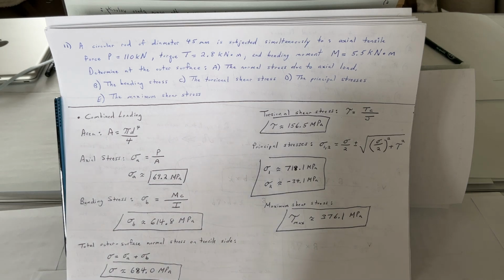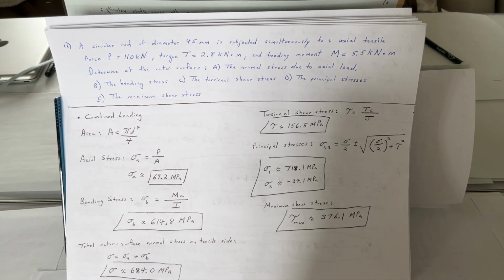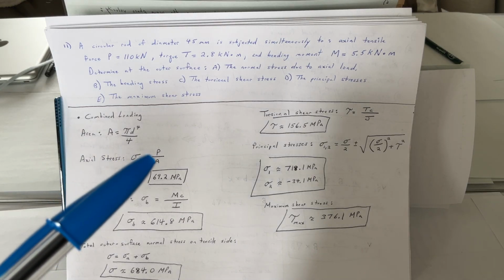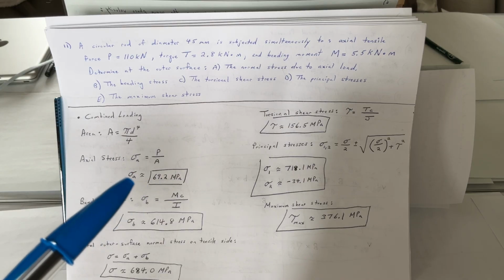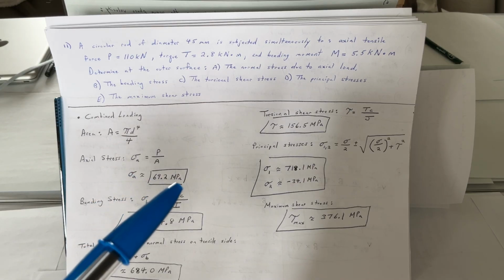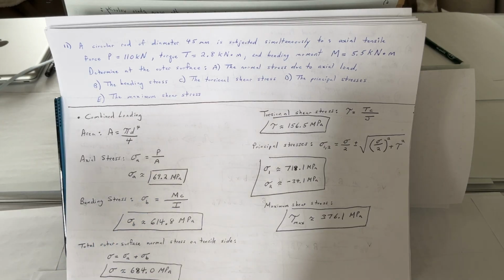Okay, so combined loading problem, area of this is going to be pi d squared over 4. Axial stress is going to be sigma sub A is P over A. So our sigma sub A is going to be about 69.2 MPa. Bending stress, sigma sub B, that's MC over I. So sigma sub B is going to be 614.8 MPa. Just substituting the values and computing.